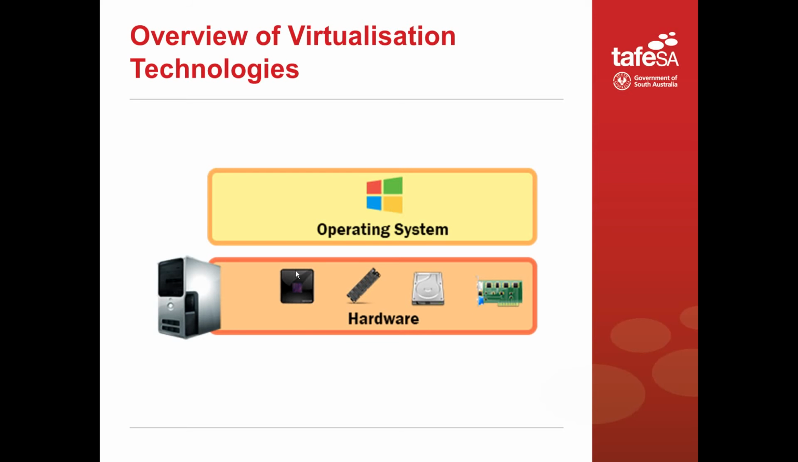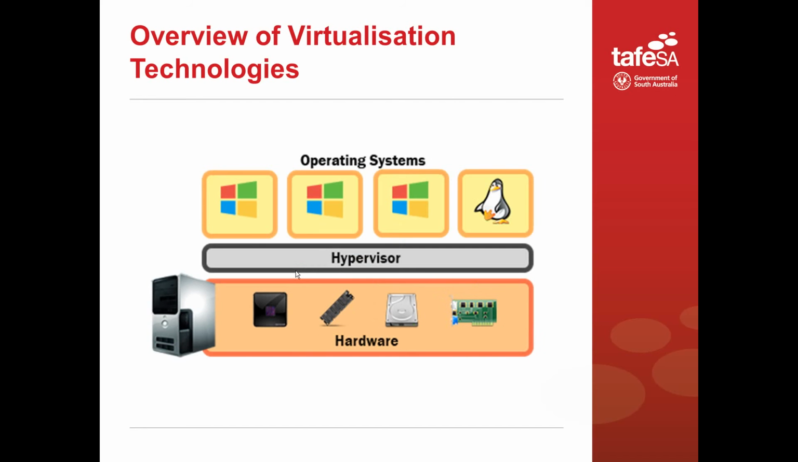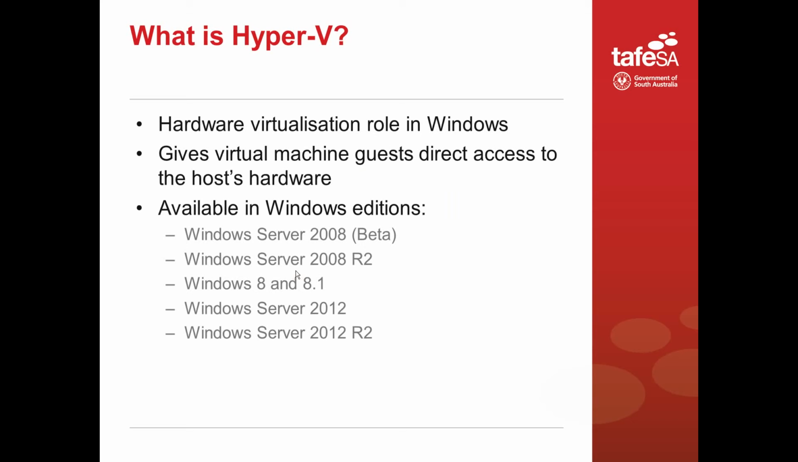However, when we use virtualization software such as Hyper-V, we insert an extra layer which is called the hypervisor. The hypervisor allows us to install several operating systems that can run at the same time, and each operating system communicates with the hardware through the hypervisor. In this example, the physical computer system is called the host, and each operating system is referred to as the guest.